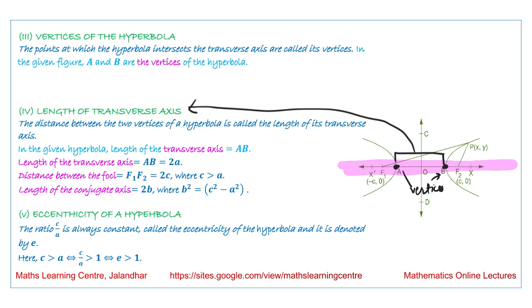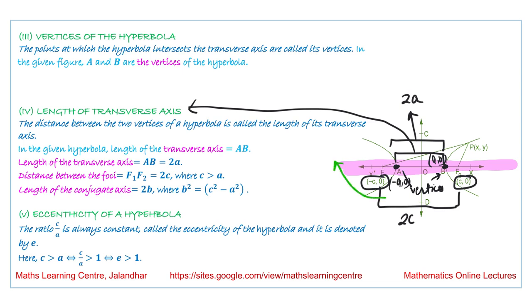If this vertex A is at the point minus a comma 0, and this point B is at the point a comma 0, then the length of the transverse axis is 2a. The distance between the two foci, this focus is minus c comma 0 and this is c comma 0, is 2 times c. The length of the conjugate axis is 2b, where b is calculated by using the formula b square is equal to c square minus a square. The next term we have is the eccentricity of the hyperbola.